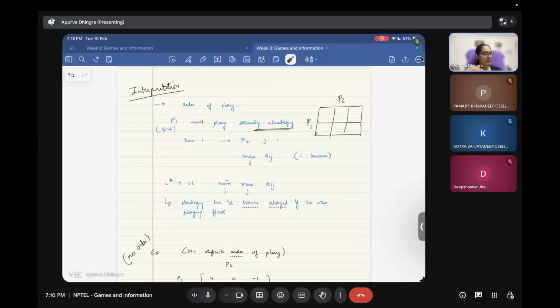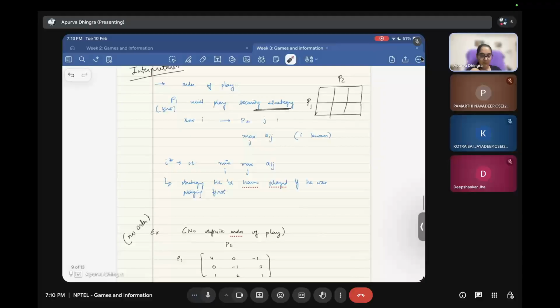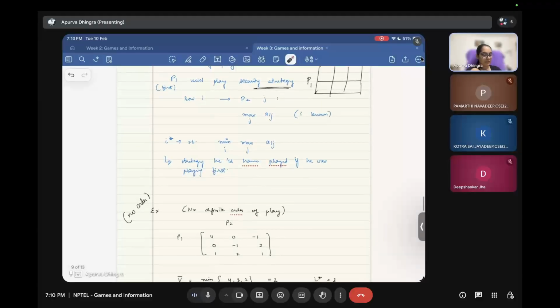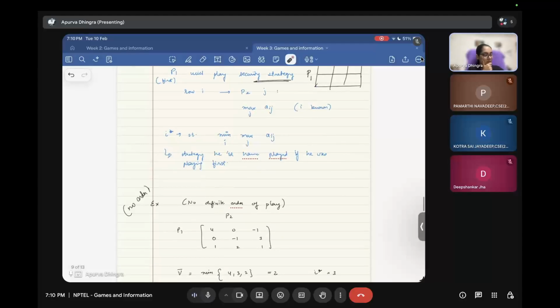Now, if the players are not supposed to be playing in order, if it's actually a simultaneous game and it's not that whatever I've chosen is revealed to the other one, then playing security strategies may not always be enough. We already saw an example where there was no saddle point. We see another example here. So if nothing is said, player 1 is minimizing, player 2 is maximizing.